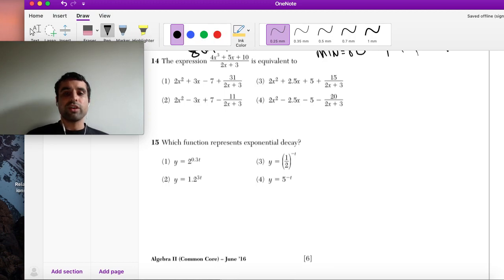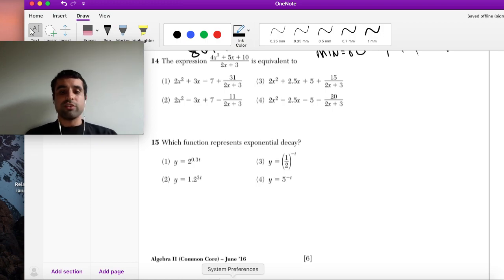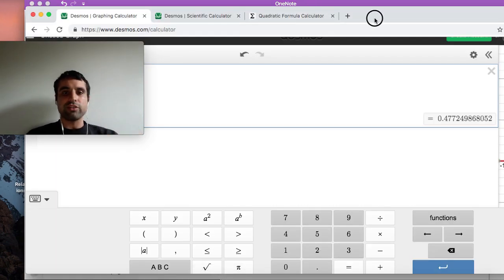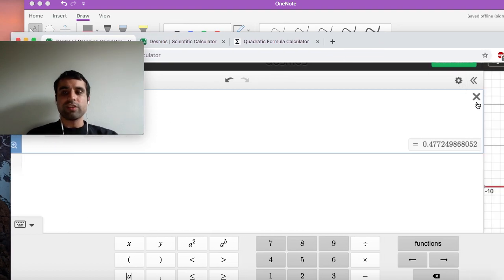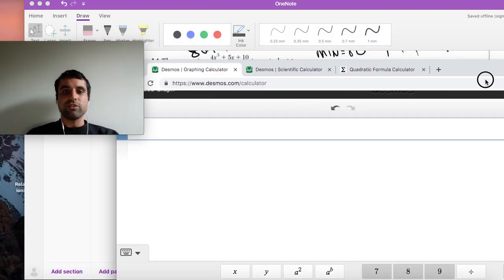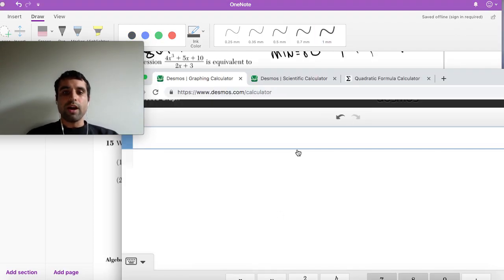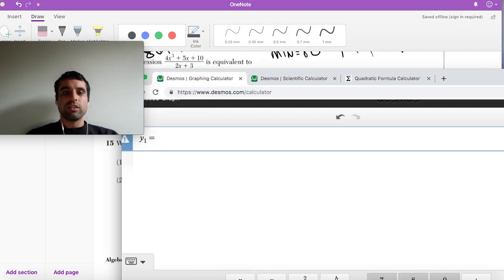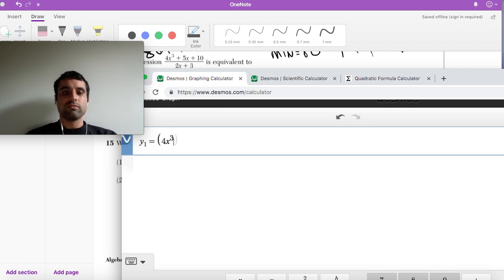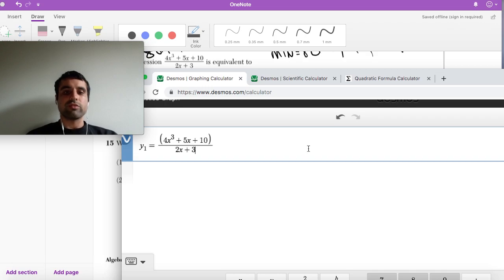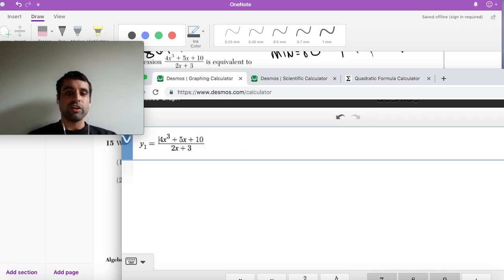So the expression 4x cubed plus 5x plus 10 over 2x plus 3 is equivalent to. So here's what I'm going to do, guys. I'm going to pull out my graphing calculator and clear everything else out. I'm still not going to use the graph, but I'm going to use the table feature. So I set y1 equal to this function, 4x cubed plus 5x plus 10, all over 2x plus 3. I put the parentheses so that it divides the whole trinomial.